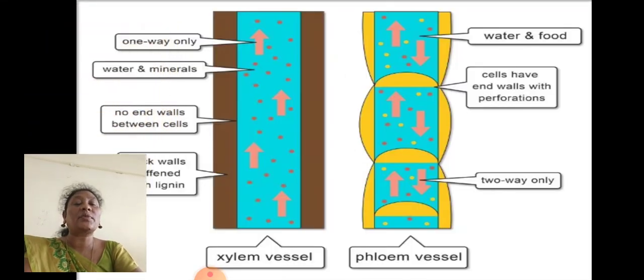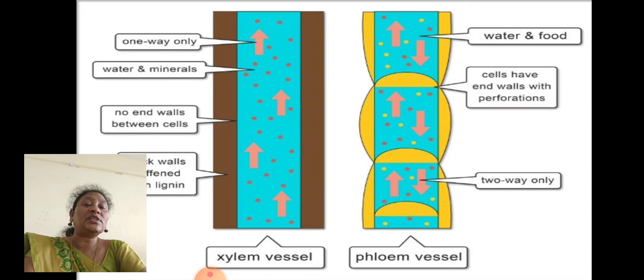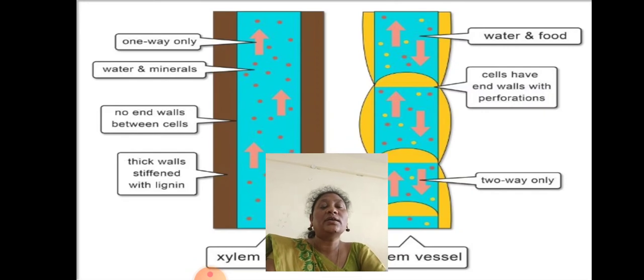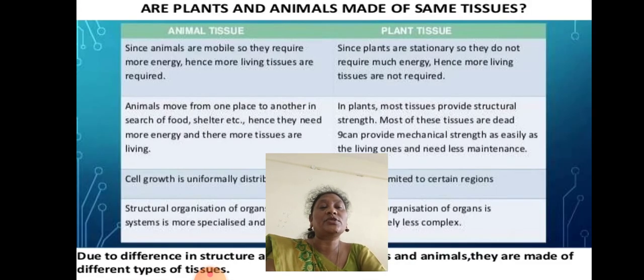So you can see the parts here, the xylem vessels and the phloem vessels. The water molecules travel in only one direction: water and minerals, with no end wall between the cells. Here the water and the food move through cells whose end walls have perforations, and here we can see the two-way directions. The walls are thick and stiffened, deposited with lignin.